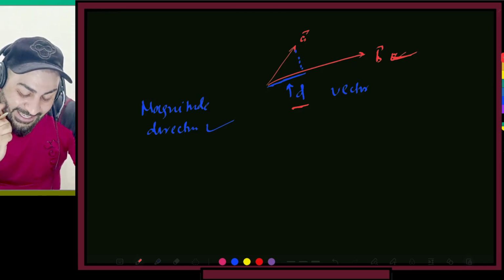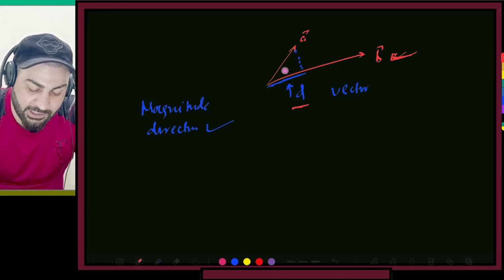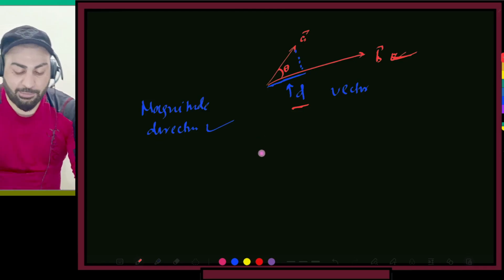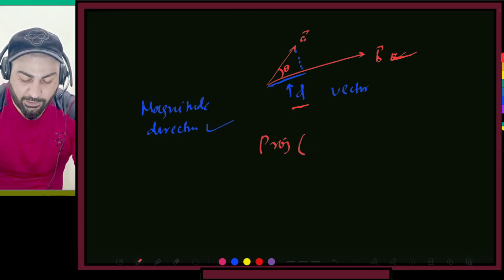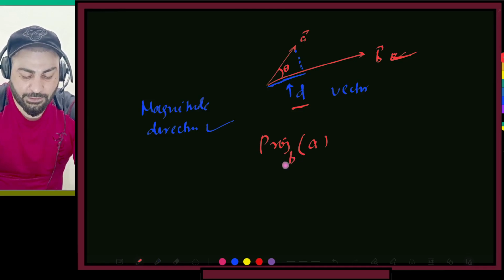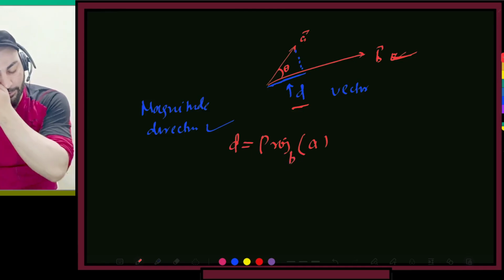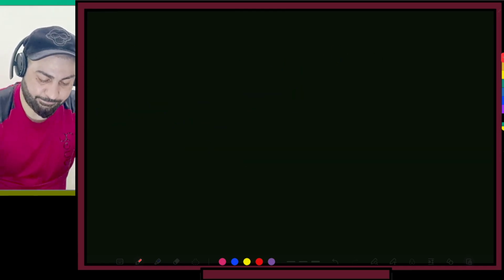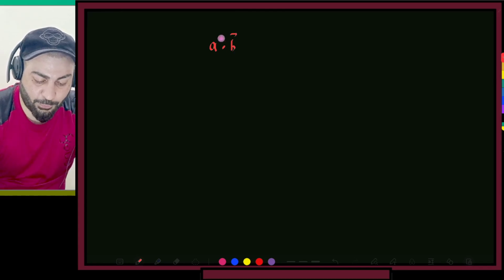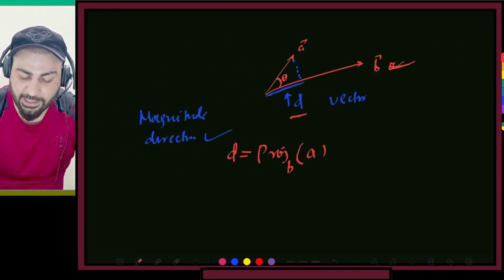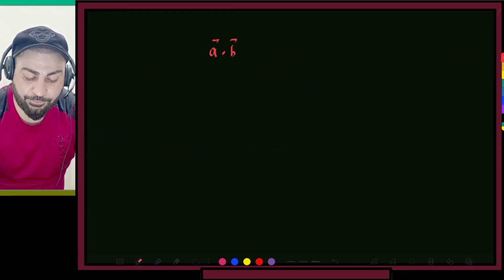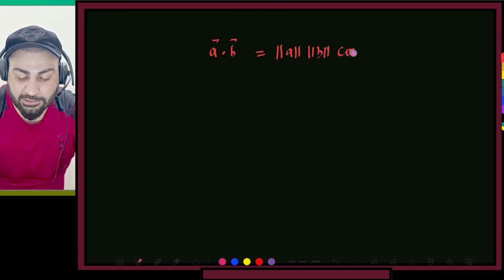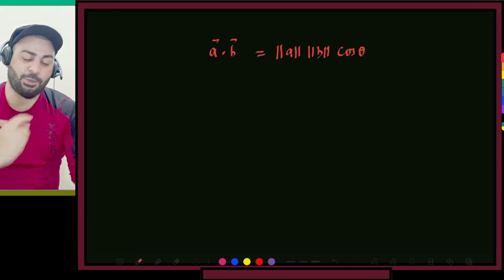Let's suppose this angle is theta. I basically want to compute the projection of A onto this vector B, basically this D, and I want to find its magnitude. So how to do that? Let me do it like this. A dot B, this is a dot product, is equal to magnitude of A times magnitude of B times cos theta. Everybody agrees on this? Because this is by definition.